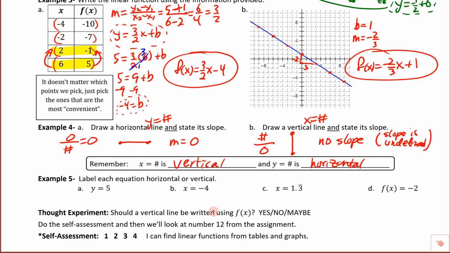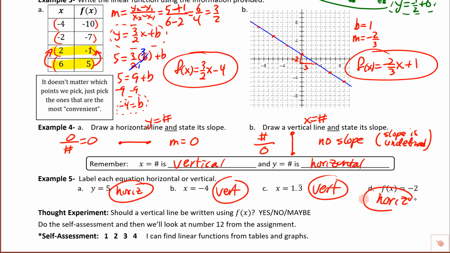And then let's take a quick look down here, label each equation as horizontal or vertical. Again, if it's y equals a number, that's going to be horizontal. If it's x equals a number, that's going to be vertical. X equals a number, even if it's an ugly number like that, that's going to be vertical. Okay, and f of x equals -2. Well, stop and think about this. Remember, f of x is the same as y. So this is like saying y equals -2. So that's going to be a perfectly flat line like this one right here. That is going to be horizontal.